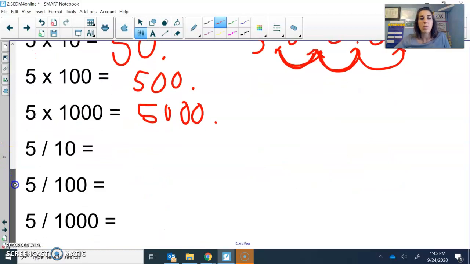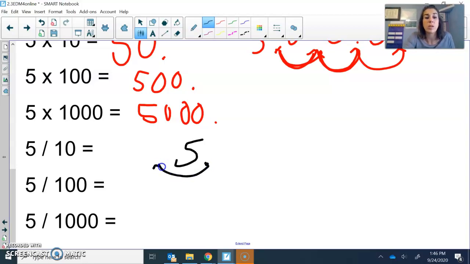It works the same with division, except instead of the decimal point moving to the right, the decimal point is actually going to move to the left because the number is going to get smaller. So let's think about it this way. I start with 5. 5 divided by 10, if there's the decimal point here, I need to look. How many zeros are in 10? 1. So we are going to move that decimal point one place to the left. 5 divided by 10 is equal to 5/10.